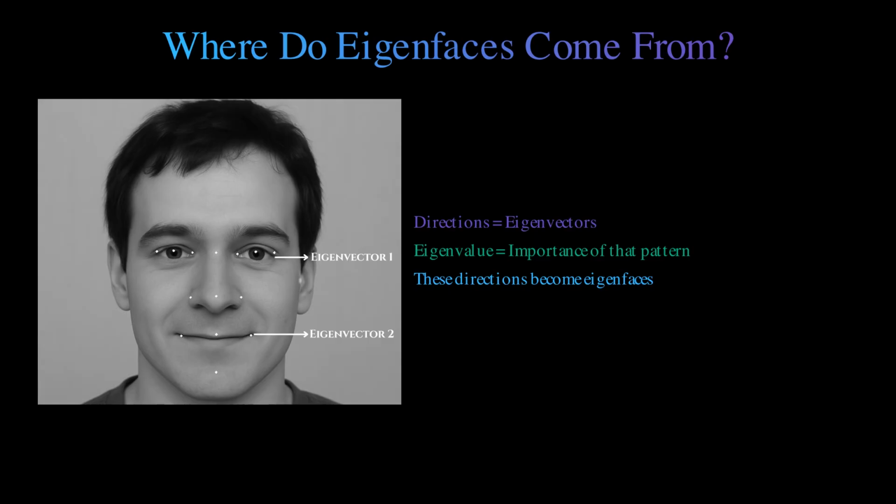So now we know eigenvectors show the directions of change. But how important is each direction? That's what the eigenvalue tells us. The eigenvalue tells you how important that pattern is. A big eigenvalue means a lot of faces differ in that particular way. Patterns with small eigenvalues don't matter much, so we often ignore them.